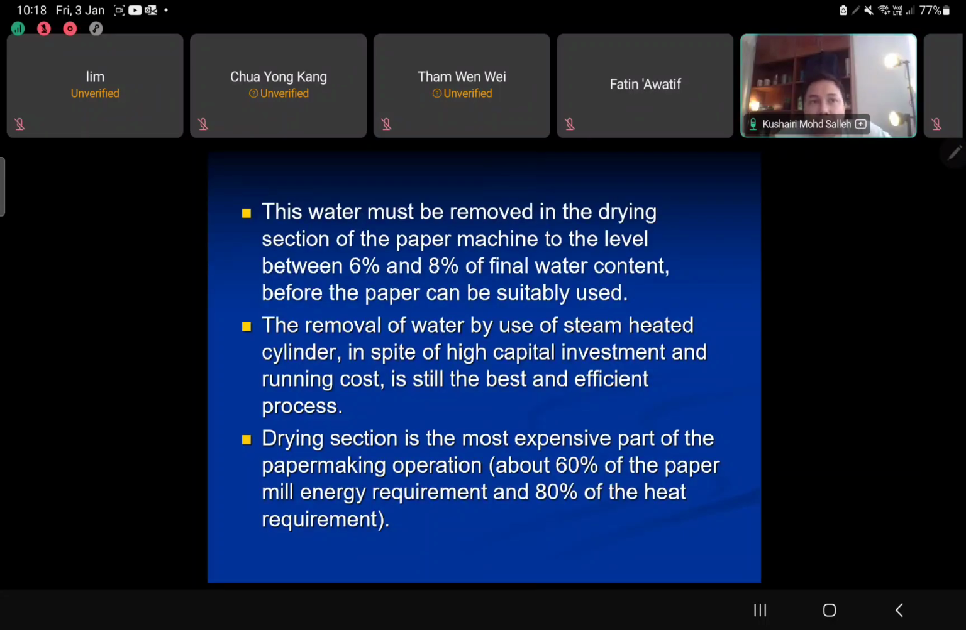But you need to remember, even though in the pressing section we want to remove the water as much as possible, we cannot totally remove the water. If we totally remove the water, the quality of the web will be very low. You need to understand this in the pressing section. So about 60% of the paper mill energy requirement and 80% of the heat requirement.